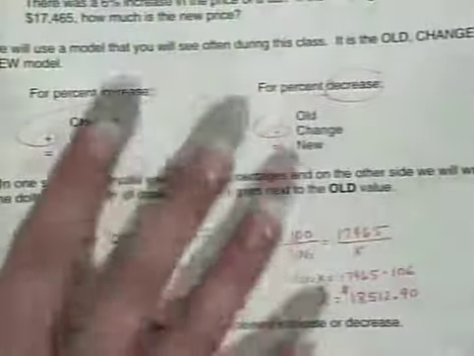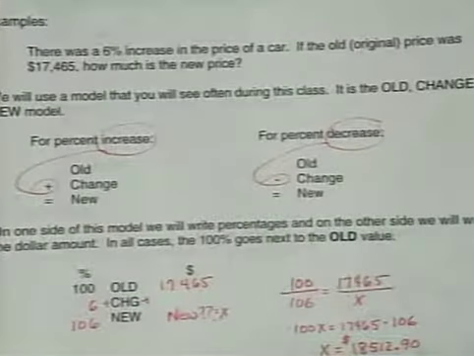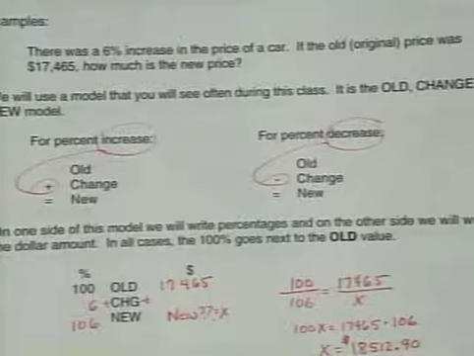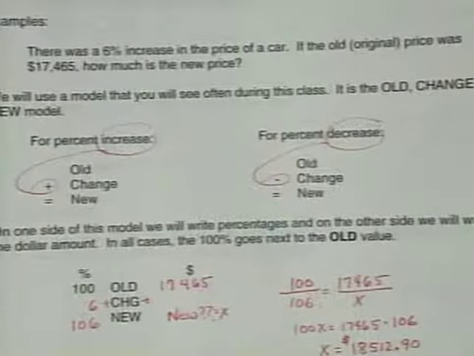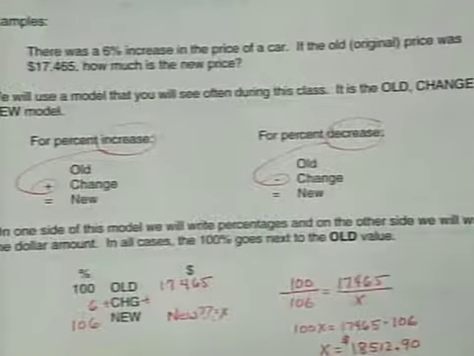Let's read the example together. We're going to set it up. It said there was a 6% increase in the price of a new car. That would seem something that could happen, right? The old price, the original price, was $17,465. What was the new price?